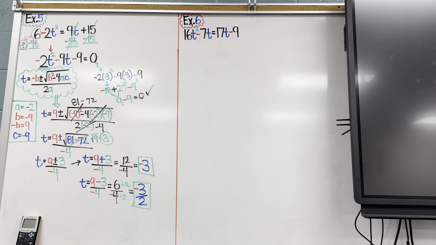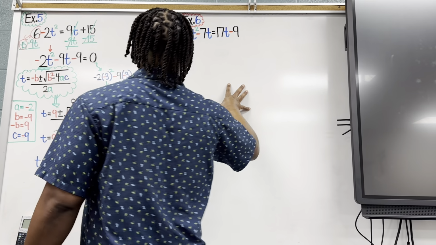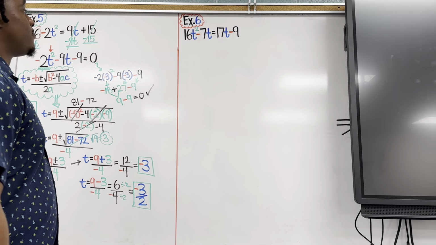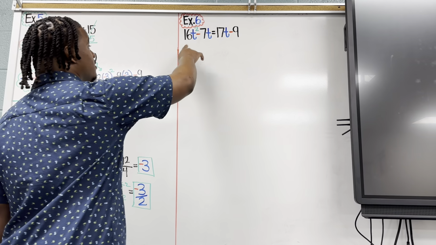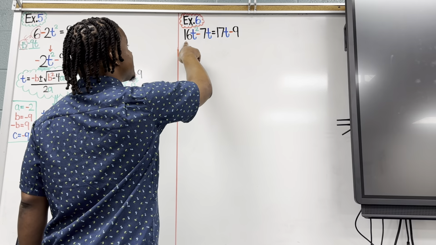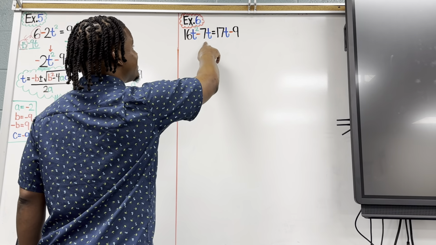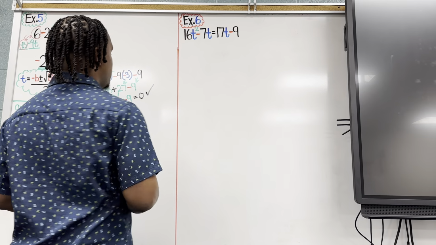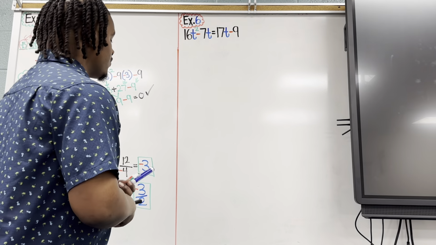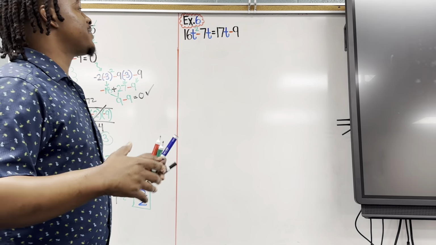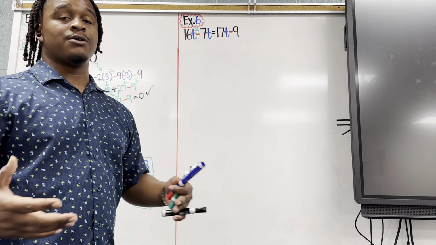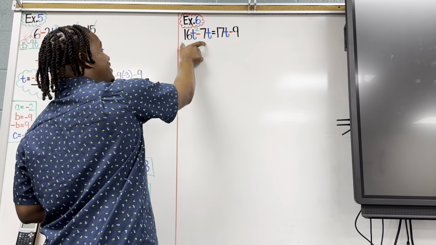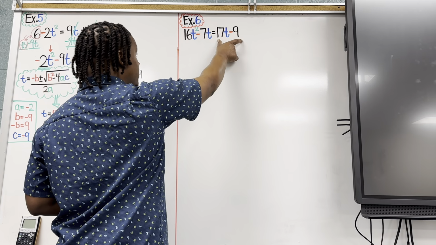Today, guys, I want to go over example 6 of how to solve quadratic equations while using the quadratic formula, okay? So in this particular situation, we have 16t squared minus 7t equals 17t minus 9. The first thing that we want to do is set the whole quadratic equation to 0. And the only way we can do that is we need to move everything to one side.